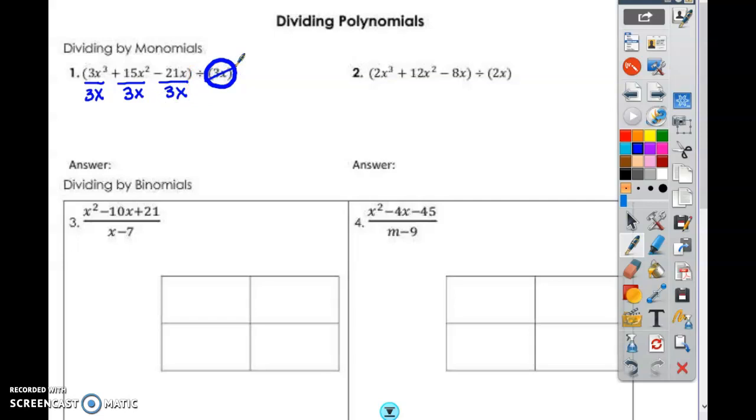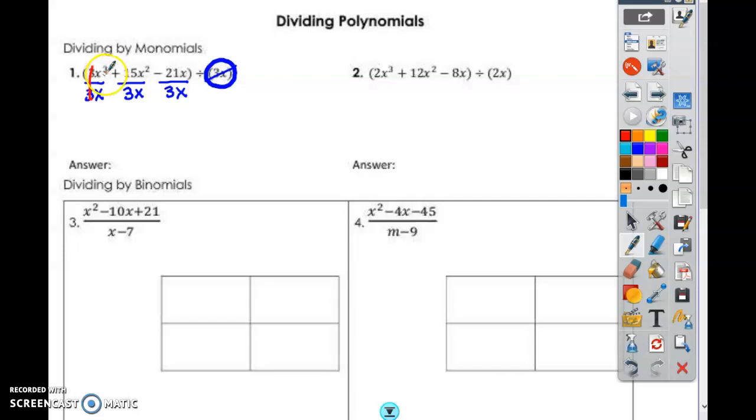Estamos dividiendo todos por 3x. All right, so what is 3 divided by 3? 1. It cancels, right? You don't need that anymore. 3 divided by 3 is 1.